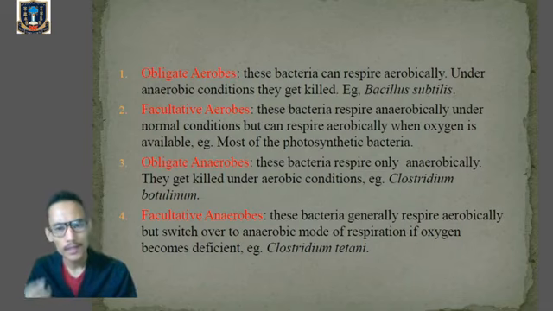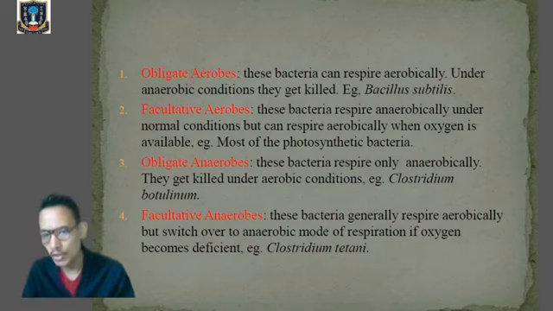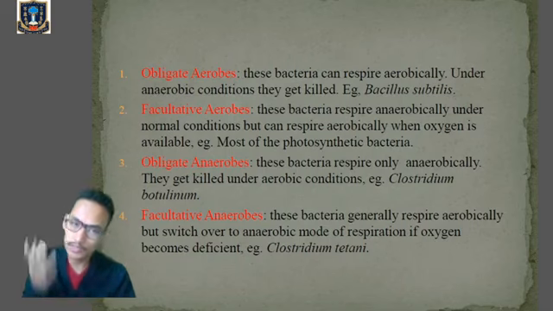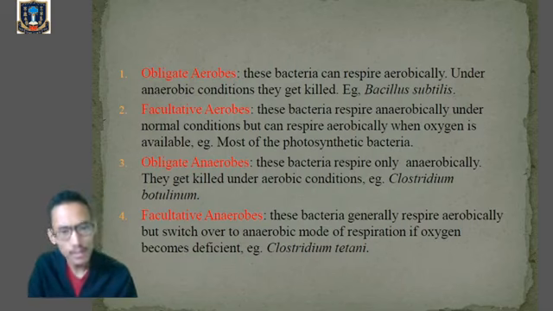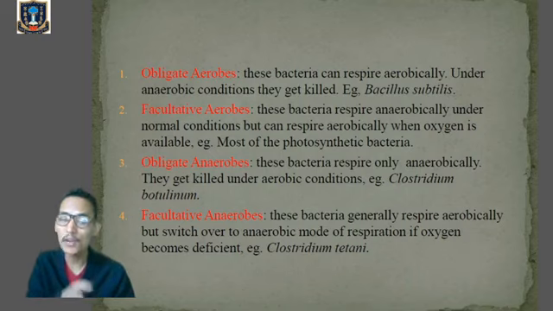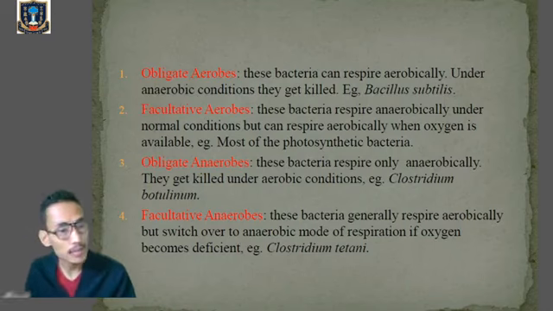Facultative aerobes, they respire anaerobically under normal conditions. Clear? They can respire anaerobically, that means in the absence of oxygen also they can respire. But when oxygen becomes available, they can respire aerobically. Example, most of the photosynthetic bacteria. Obligate aerobes cannot survive in the absence of oxygen, but facultative aerobes respire anaerobically, and whenever oxygen becomes available, they will switch to aerobic mode of respiration.